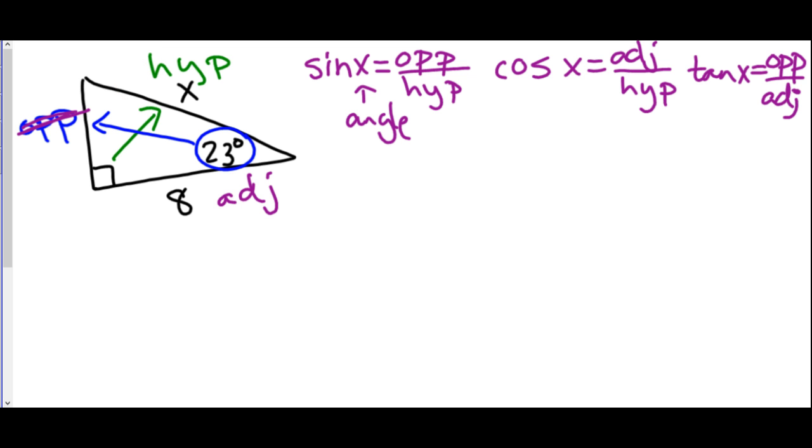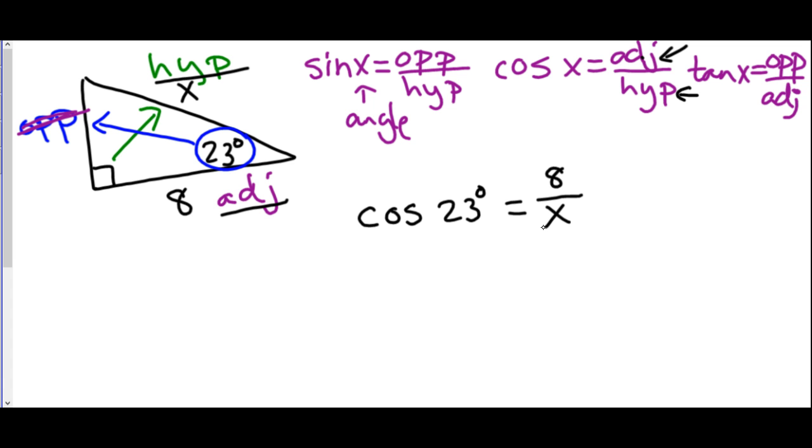So we were given an adjacent side and a hypotenuse. Looking at our formulas, the only formula that has both adjacent and hypotenuse is cosine. So in order to solve for x, I'm going to have to choose cosine. I would have cosine of the angle they gave us, 23 degrees, equals adjacent, that was 8, over hypotenuse, which is x. So cosine 23, that's one entire thing. We can't split that up.